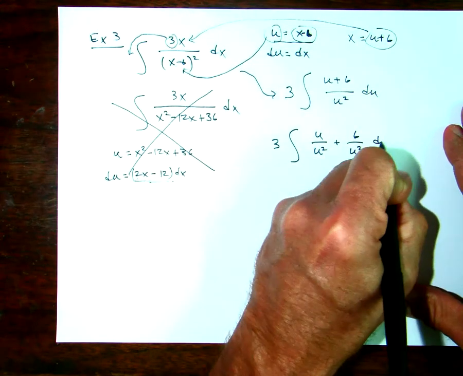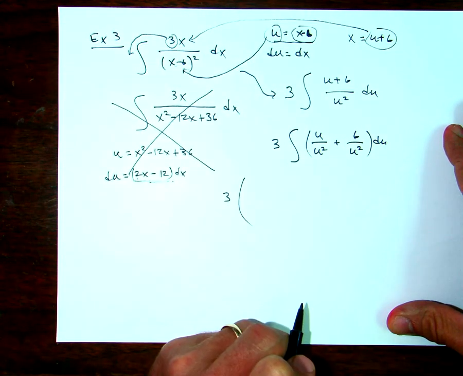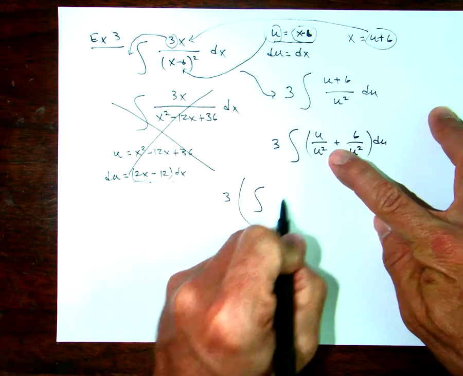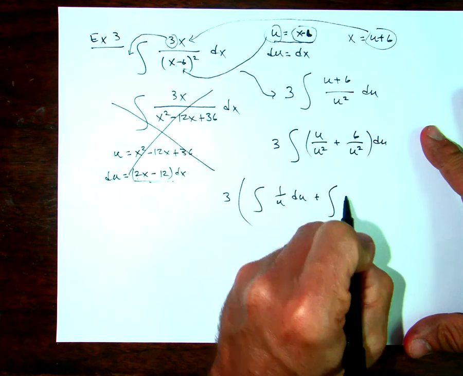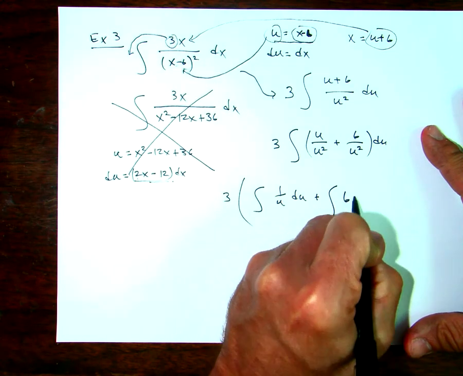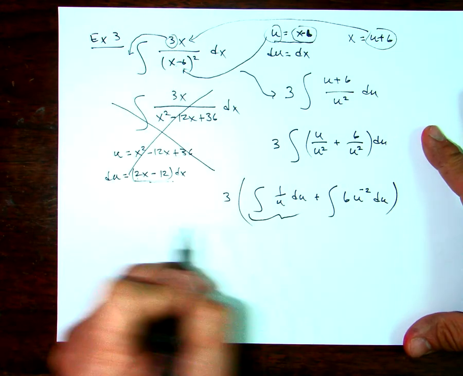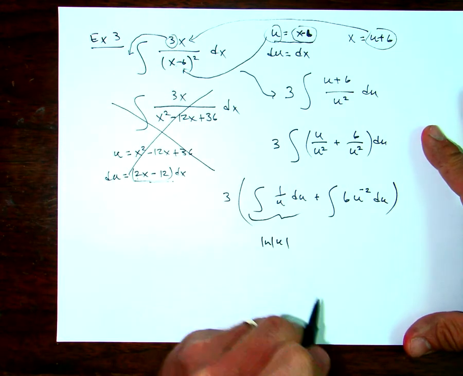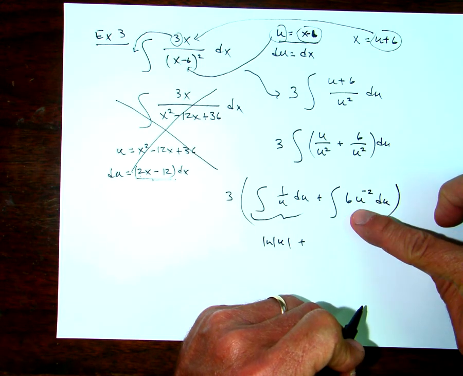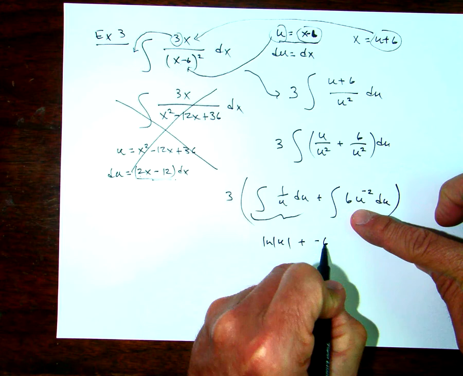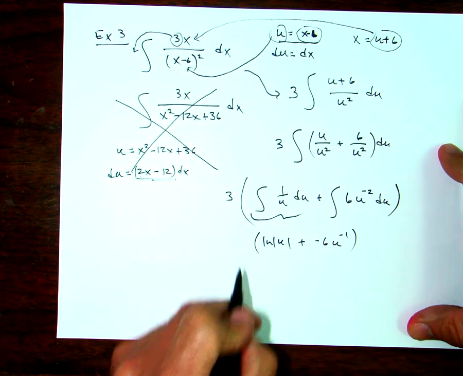Let's look at these separately then. Let's break these into two integrals. If I simplify, I've got 1 over u du plus 6 over u squared, which I'm going to write as 6u to the negative 2 du. Well, this one, there's our log integral. That's just the natural log of the absolute value of u. Plus, here I add 1 to get negative 1, then divide by negative 1, so it's going to be negative 6u to the negative 1. And remember, everything here is now multiplied by 3.